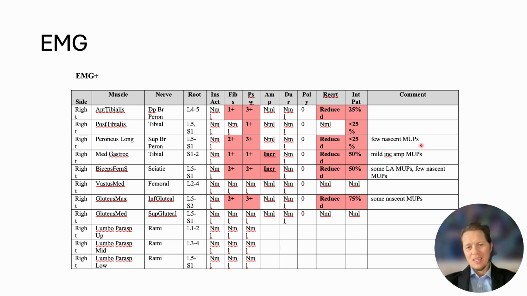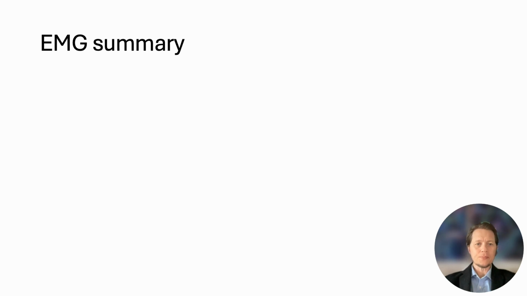Over here, there are some signs of denervation and reinnervation, a few nascent motor units indicating some degree of recovery. Chronicity here, there's mildly increased amplitude indicating there's been some collateral sprouting and some larger amplitude motor units. But really, this is no good. This is as low as 25 or even less than 25% of normal active motor units. So there's a lot of chronicity and axon loss in some of these muscles.